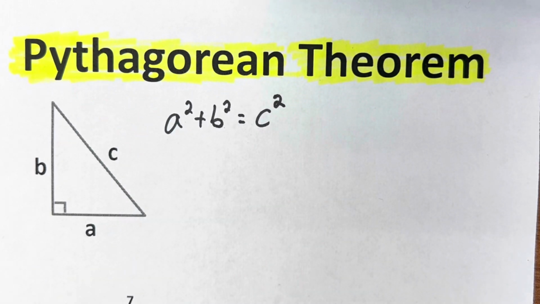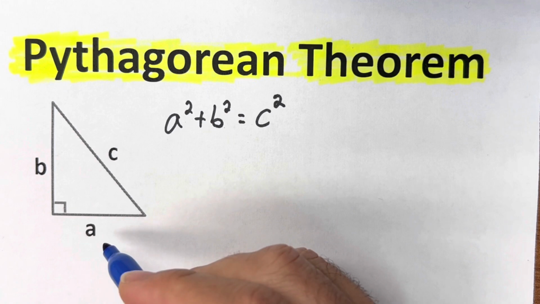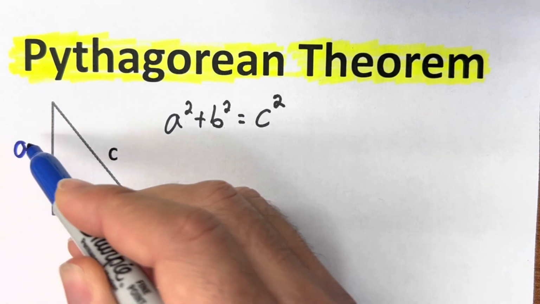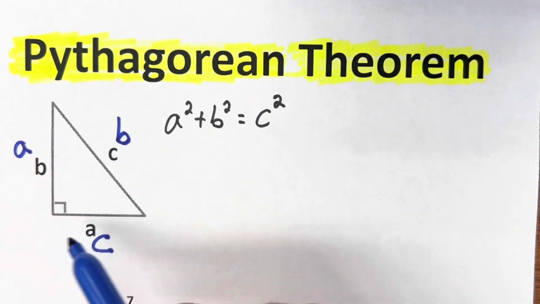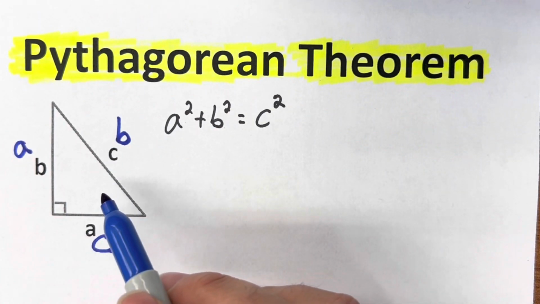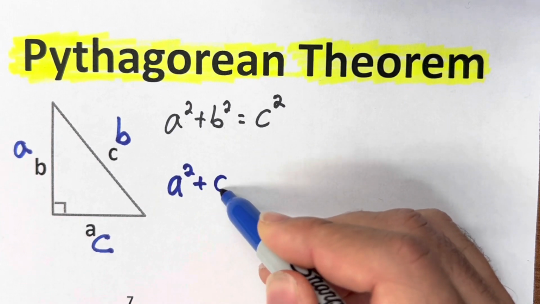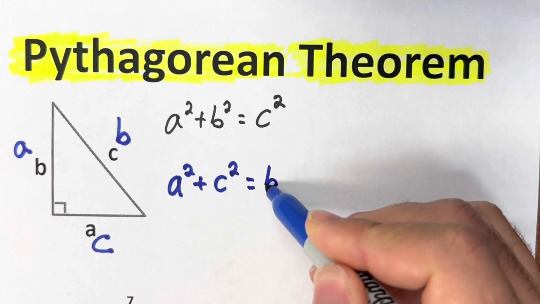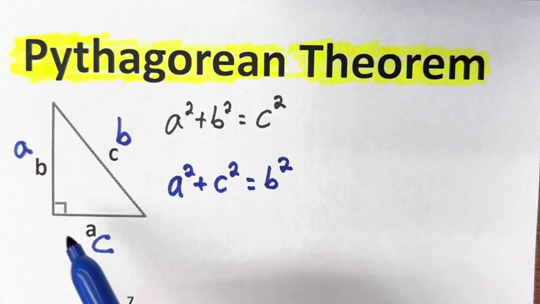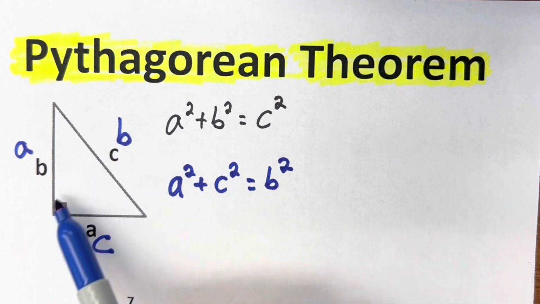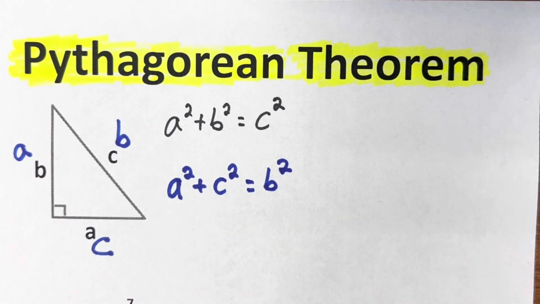Now you have to be careful because it depends on the position, not on the letters. So if I have here the c, here the a, and here the b, I'm putting it in blue so you can see the difference. Now the formula would be a squared plus c squared is equal to b squared, because the a and the c are the sides that form the 90 degrees and the b is opposite to the 90 degrees. Okay, so be careful with that.